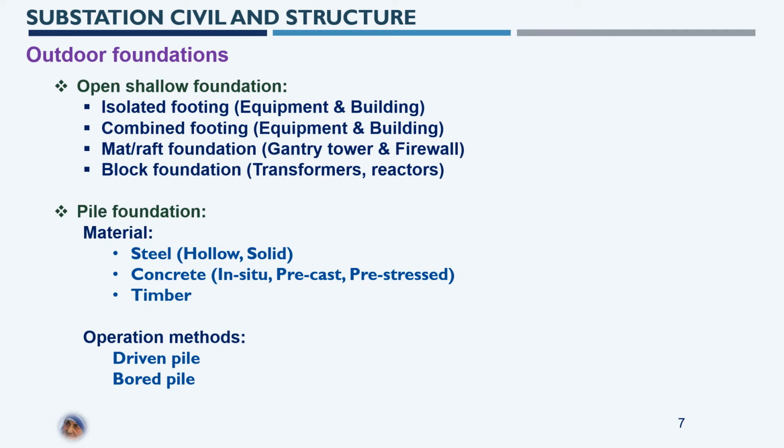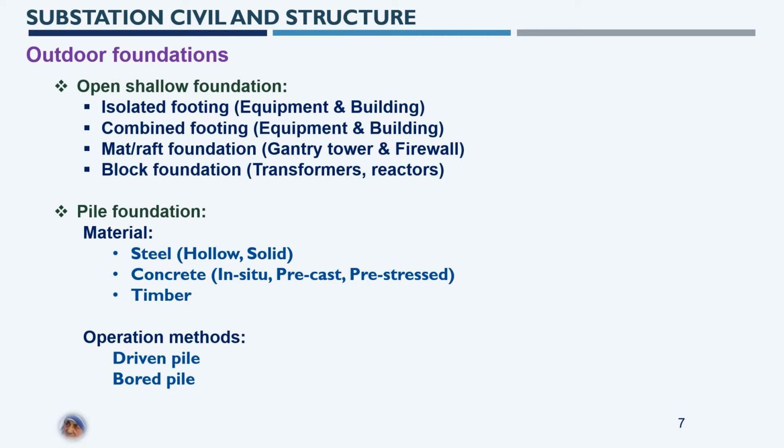And mat or raft foundation is applicable for gantry structure, gantry tower and lightning mast, or even for firewall. Firewall sometimes can also be mounted on isolated foundation, where it is constructed using a framed structure like columns and beams. And block foundation is applicable for transformers and reactors.